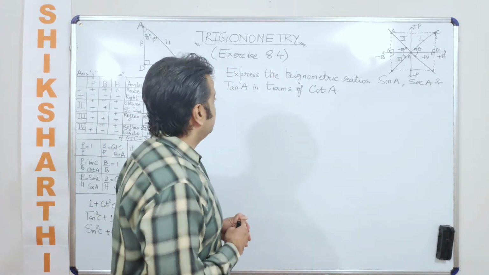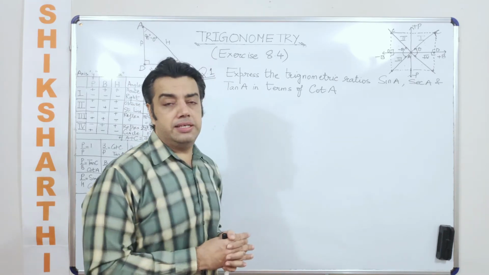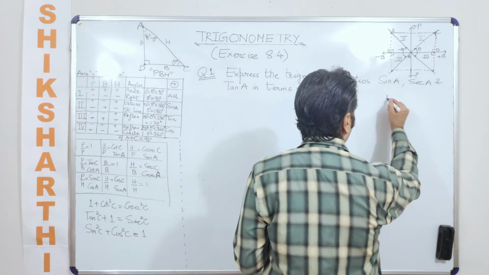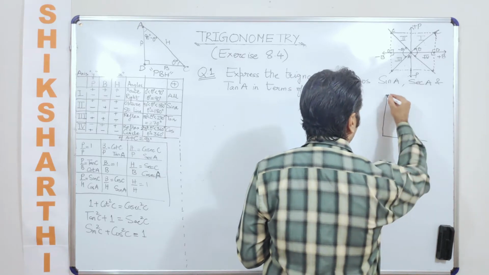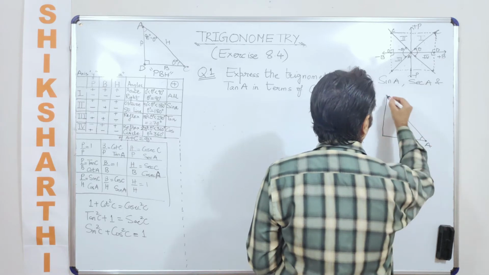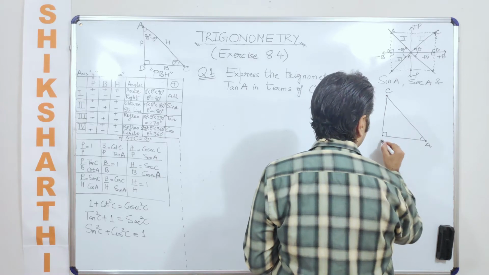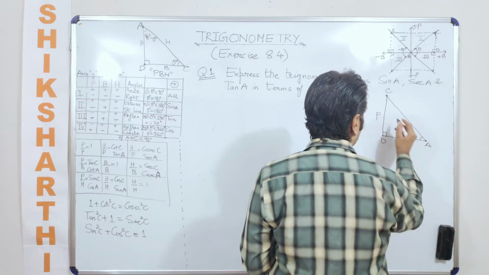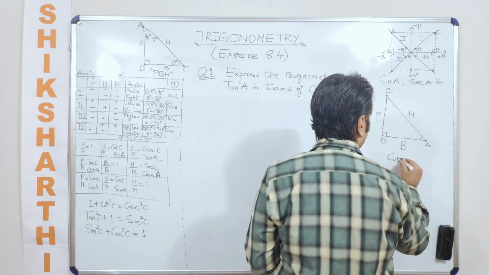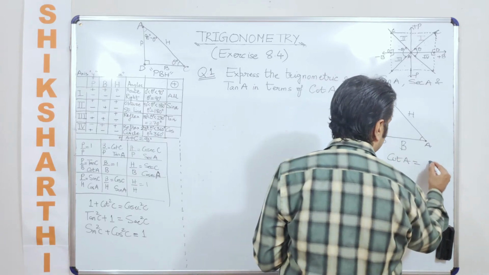Now the question says, express the trigonometric ratios sin A, sec A and tan A in terms of cot A. So the very first thing that we can do here is draw a triangle so that we can find out all of these. Let us say this is angle A, this is angle C, let's say, angle D. This becomes my perpendicular, this is my base, and this is my hypotenuse. And we know that cot A is equal to base upon perpendicular.